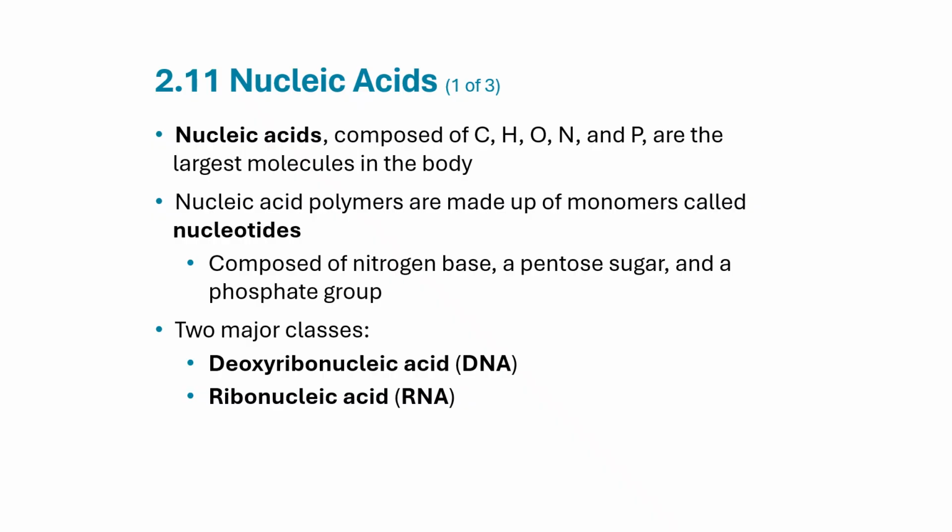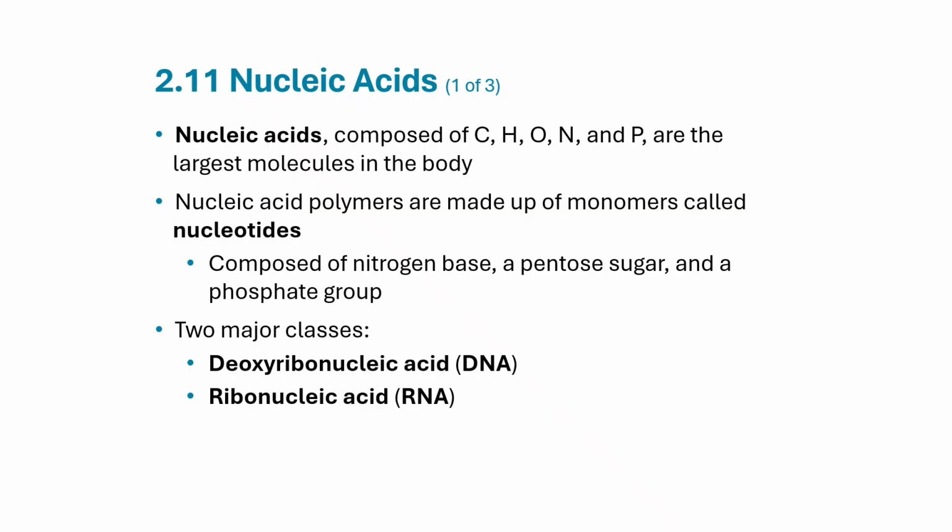All right, nucleic acids. So these are composed of carbon, hydrogen, oxygen, nitrogen, and phosphorus. These are the largest molecules in our bodies. They are nucleic acid polymers that are made up of monomers called nucleotides. So if you get multiple nucleotides and you add them together, you would get a nucleic acid. So the nucleotides are composed of a nitrogen base, a pentose sugar, and a phosphate group.